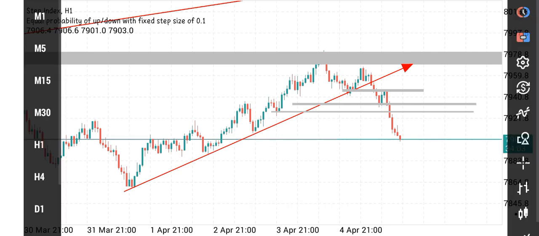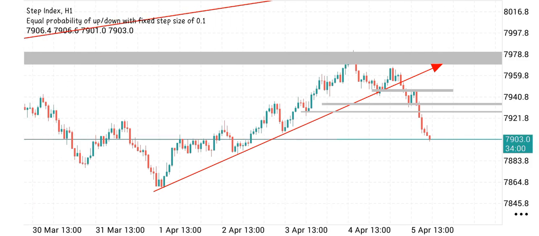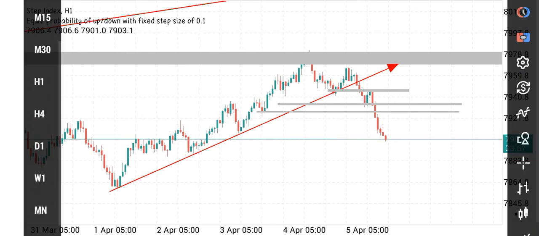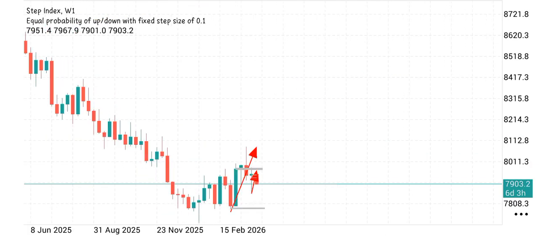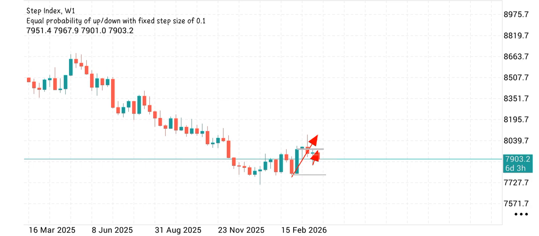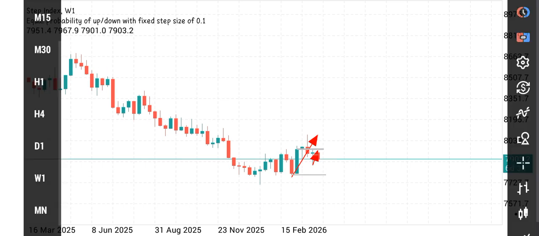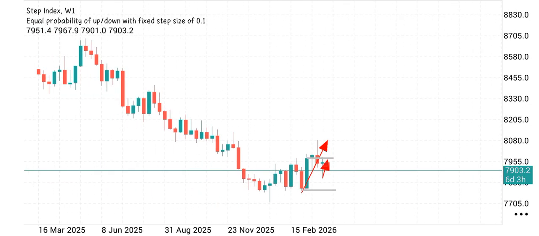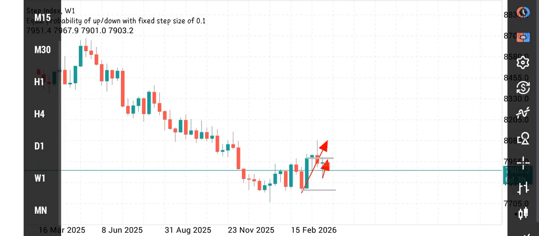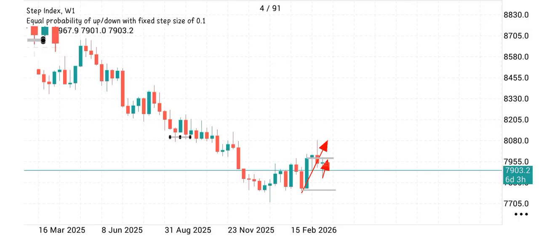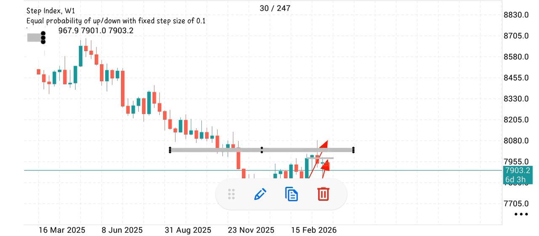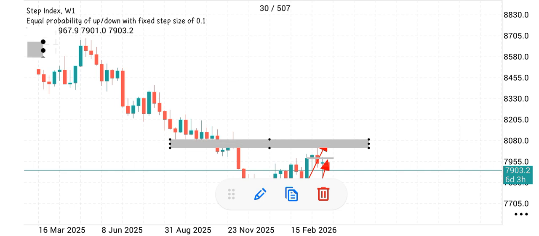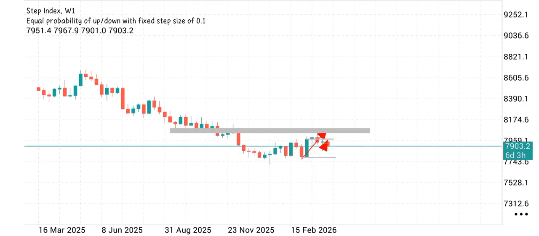Now, before saying anything, let's just look at what our weekly time frame has been talking about. Let me just pick my weekly time frame. From our weekly time frame perspective, you can know very well that step index is actually very bearish. So we are bearish on step index.